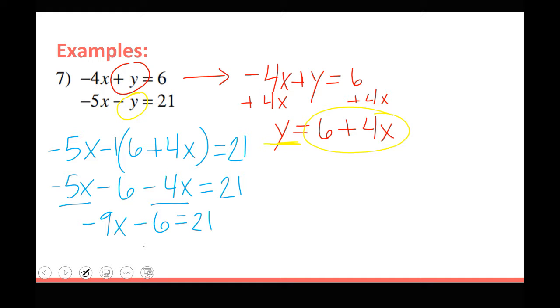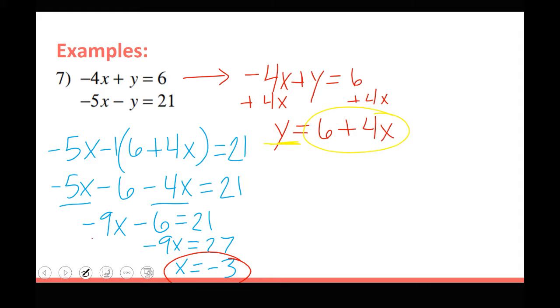And I'm running out of room, so I'll skip a step here. If I add 6 to both sides, that gives me negative 9x equals 27. If I divide both sides by negative 9, I get x equals negative 3. Okay, now that we have x equals negative 3, we need to figure out what y is.